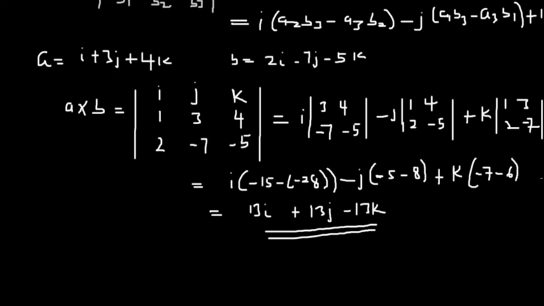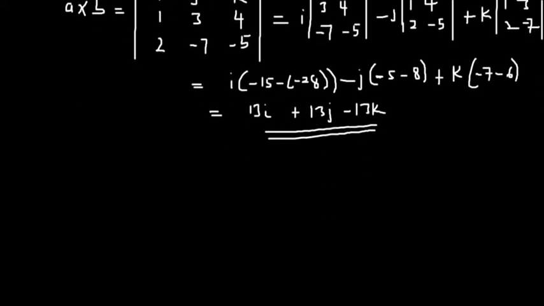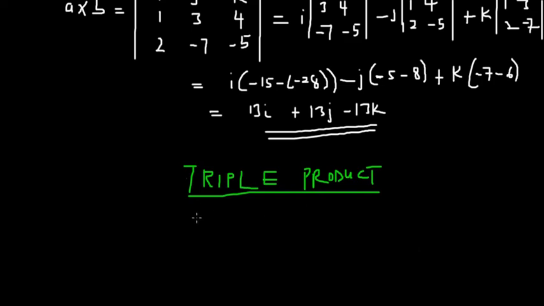So let's move on to triple products, okay. Triple product is all about implementing our dot product and cross product. So with triple product we try to merge the dot product and the cross product, okay. For triple product we normally represent them in this format.